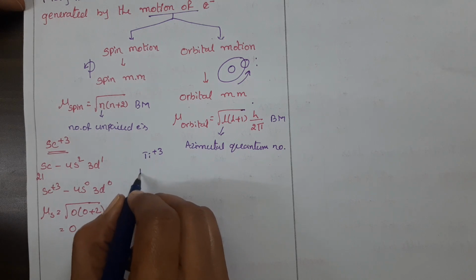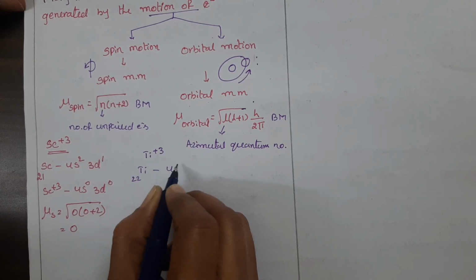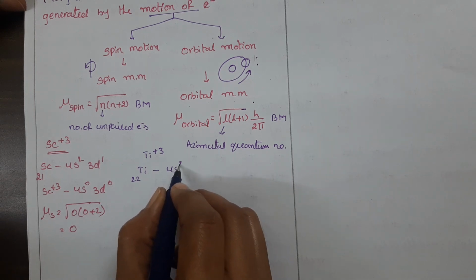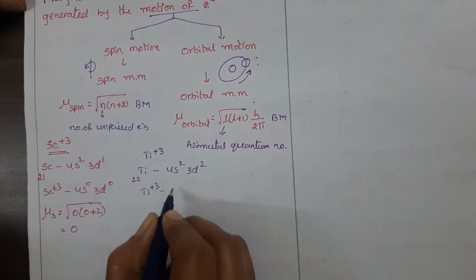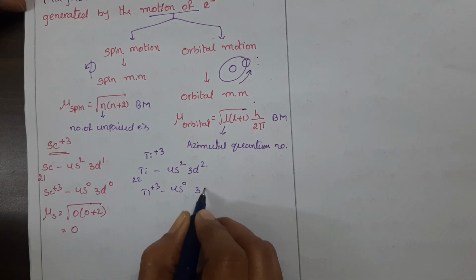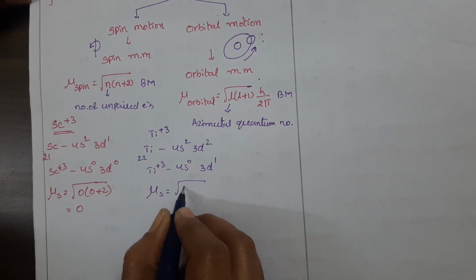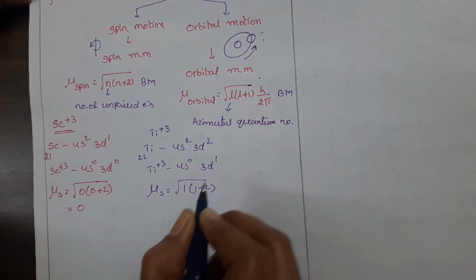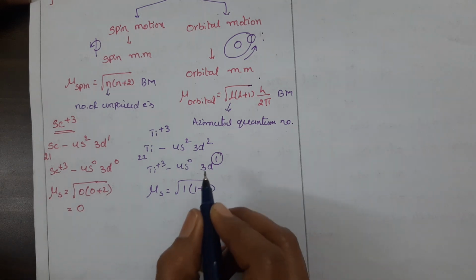So for titanium plus 3, titanium atomic number is 22 and the valence shell electronic configuration is 4s2 3d2. So titanium plus 3 is nothing but 4s0 3d1. So mu s equals square root of 1 into 1 plus 2, because only one unpaired electron is there in the titanium plus 3 ion.